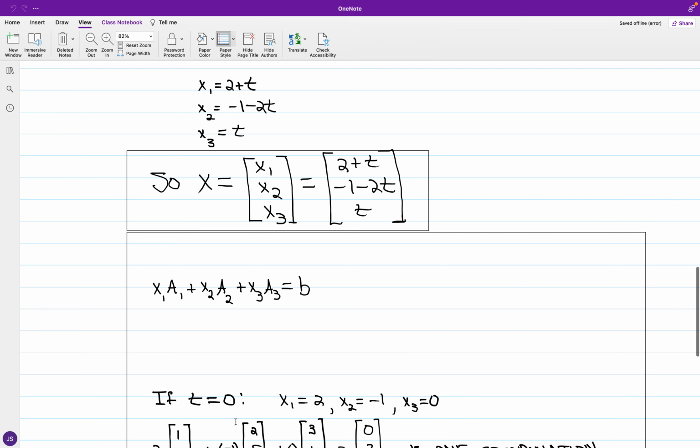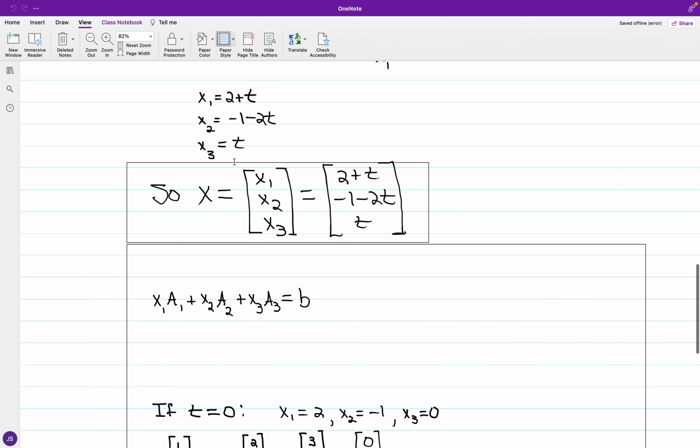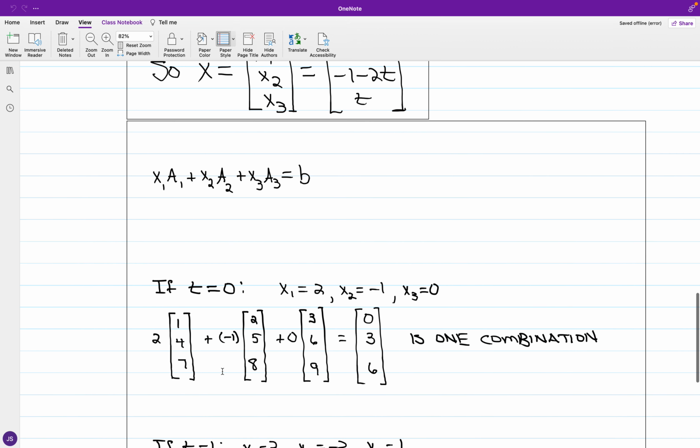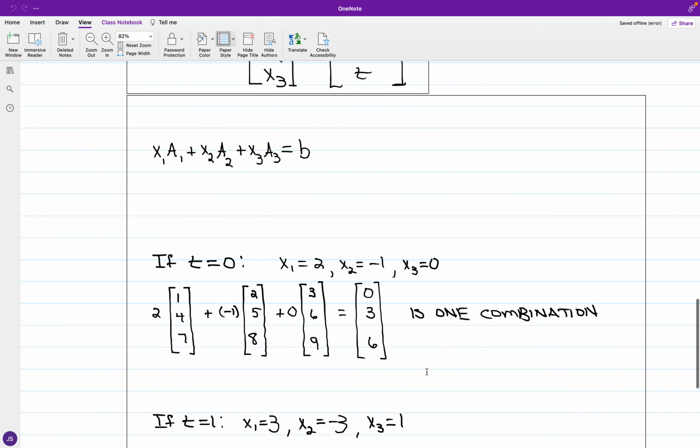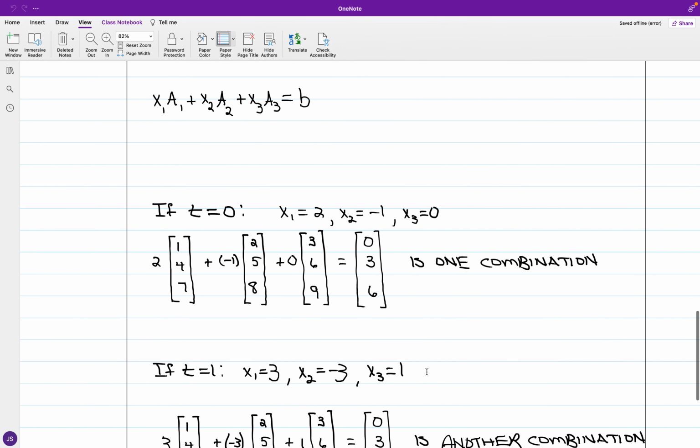Let's say t is equal to 0. Then x of 1 is 2 plus 0, which is 2. X of 2 is -1 minus 0, which is -1. And x of 3 is equal to 0. If I plug back in, we have 2 times (1, 4, 7), plus -1 times (2, 5, 8), plus 0 times (3, 6, 9), which is equal to, again from b, 0, 3, and 6. That is one combination.